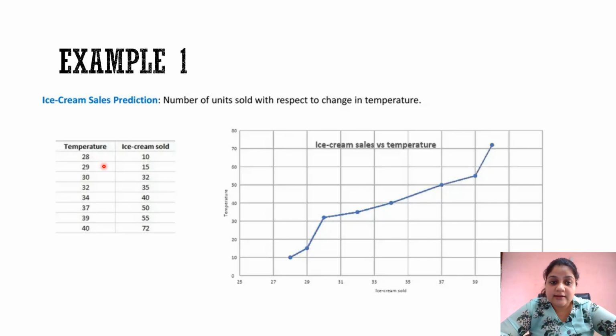So let's analyze this. We can see that with the rise in temperature, the number of ice cream units sold has increased. At 28 degrees of temperature, the number of ice creams sold was 10, whereas beyond 39 degrees, the number of ice creams sold was more than 70. So this gives us a linear relationship between the temperature and the number of units of ice cream sold, and this relationship is increasing. That is, with the increase in temperature, the input variable, the number of ice creams sold, that is the output variable, is also increasing. So it is having a positive linear relationship.